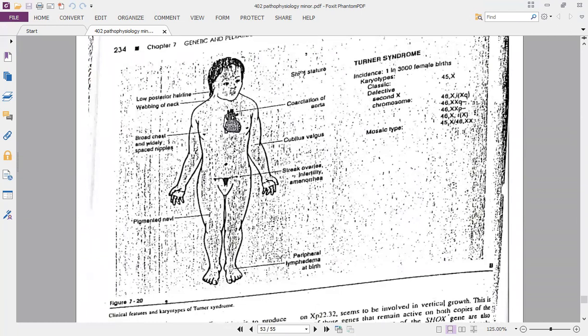There is just this one X chromosome. Short stature is there. There's a low posterior hairline. There's webbing in the neck. The chest is broad with the nipples widely spaced, and coarctation of the aorta can be seen. This is a malformation of the aorta. There are streak ovaries, infertility, amenorrhea because of the presence of just one X chromosome. The female functions of the reproductive system cannot be completed successfully. Pigmented nevi are present here as well, and there is peripheral lymphedema at birth. So this is what basically Turner syndrome looks like.